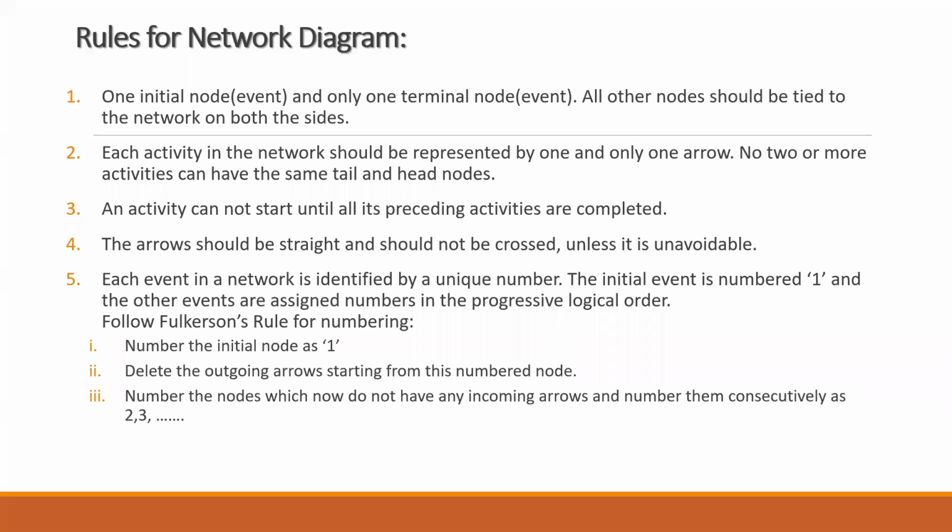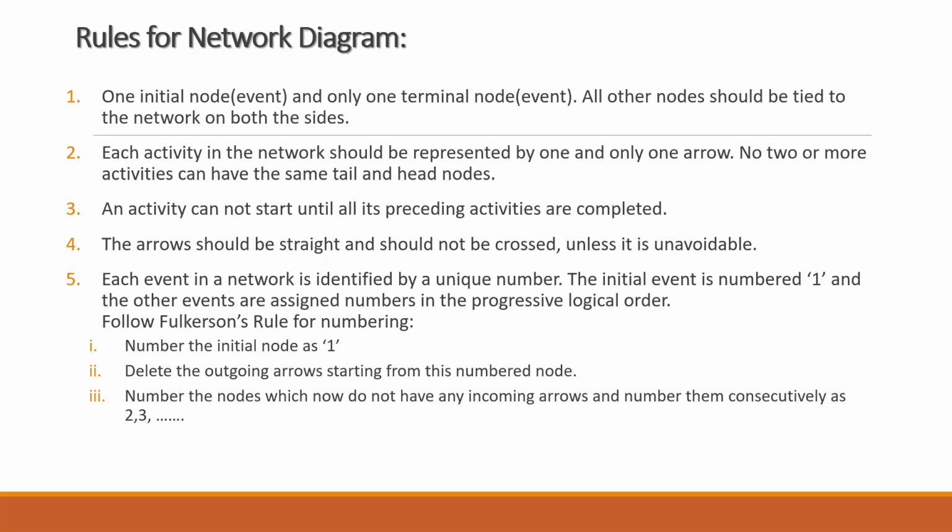The fourth rule is the arrows should be straight and should not be crossed, unless it is unavoidable. As I told you last time also, please try to avoid the arrows crossing each other. They should be straight, and it cannot be zigzag or rounded. In some cases, when you're drawing, it's bound to happen that you do not put a very straight line. That's fine, but it should not cross each other. Please remember this. If it is avoidable, please avoid it.